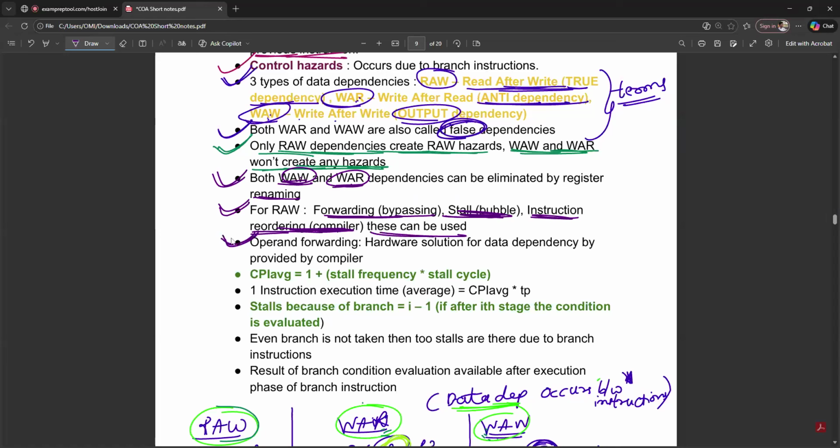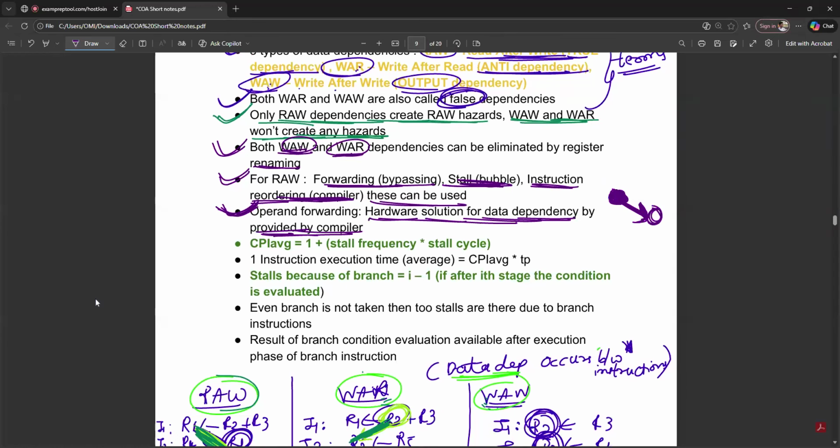Okay, now, what is operand forwarding? It is a hardware solution for data dependencies. As soon as you calculate it, you immediately forward it to the next stage. That is called operand forwarding. As soon as you calculate it, you immediately forward it.